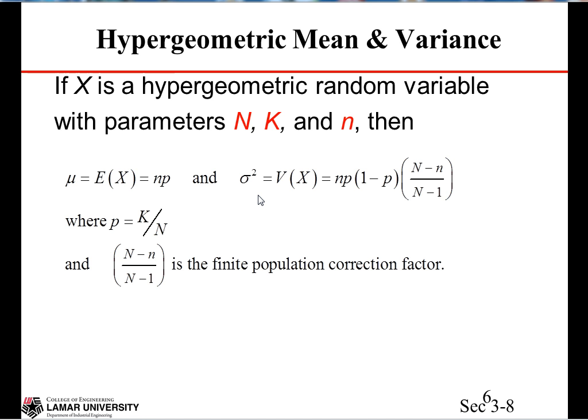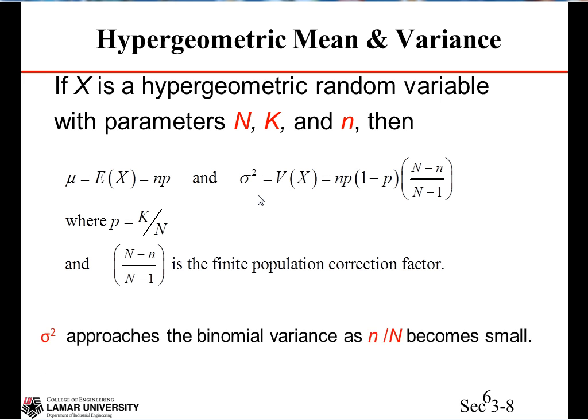And the binomial is the one where you do the sampling with replacement. So each time you take one part, you check the part to see if it's a success or not, then you put it back into the batch and do the second sampling, and then you put it back after the second sampling, and so on and so forth. You keep doing that. That's called sampling with replacement. Then you have a problem of binomial distribution. Sigma squared approaches the binomial variance as the lowercase n divided by capital N becomes small.